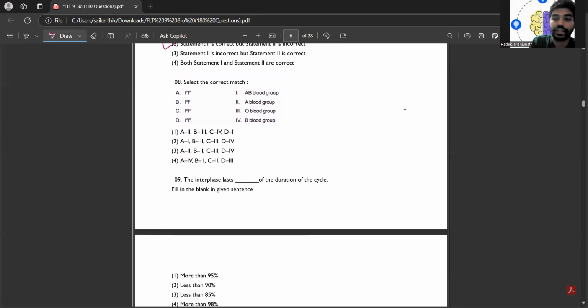Right. So 108 is about selecting the correct match now. So which will be the correct one?